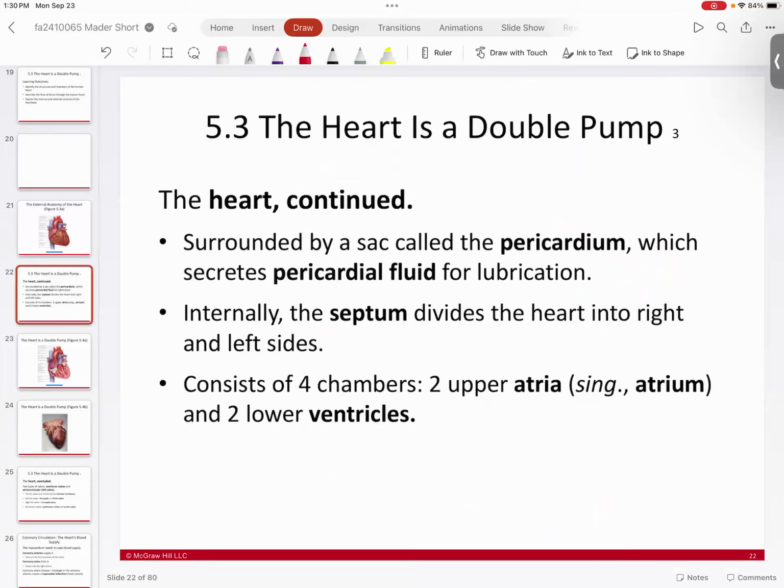Now let's go ahead and take a look at the actual mechanical structure of the heart now that we kind of know some of the major vessels that are coming into the heart.